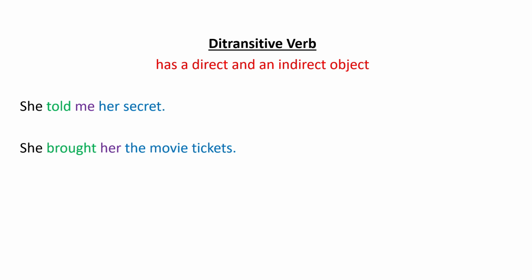She brought her the movie tickets. The same thing. She brought what? The movie tickets, direct object. She brought the movie tickets for whom? For her. So her is an indirect object. So brought is a ditransitive verb.